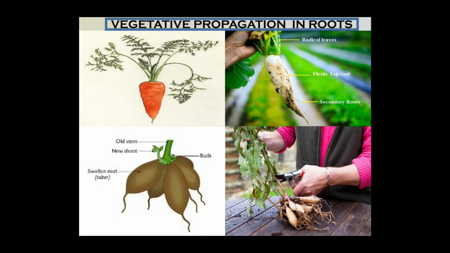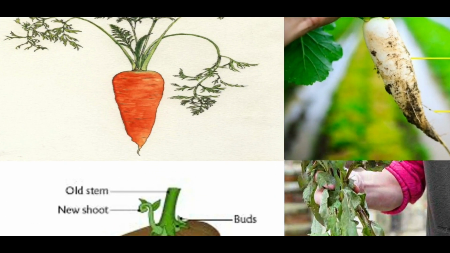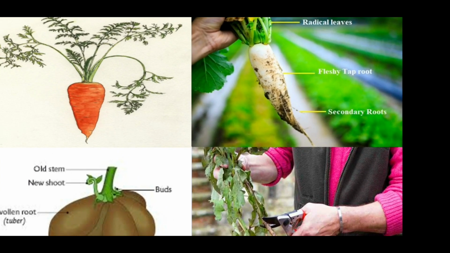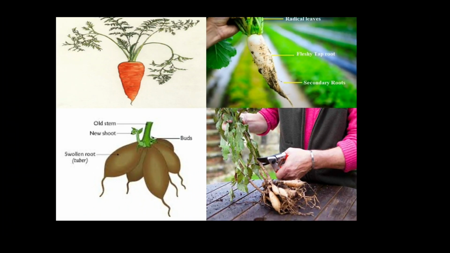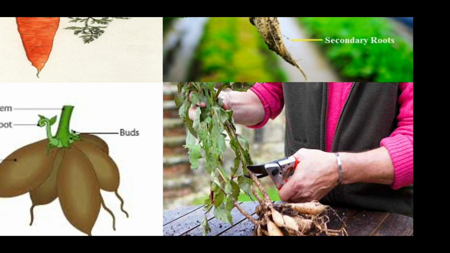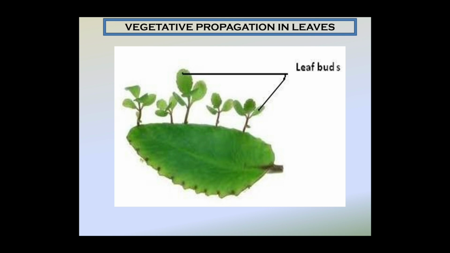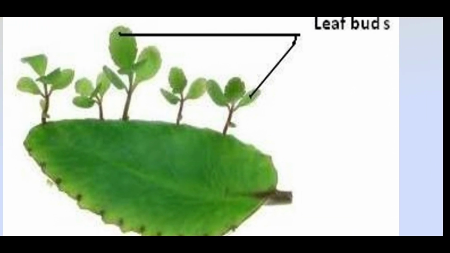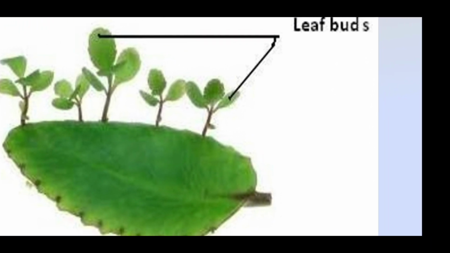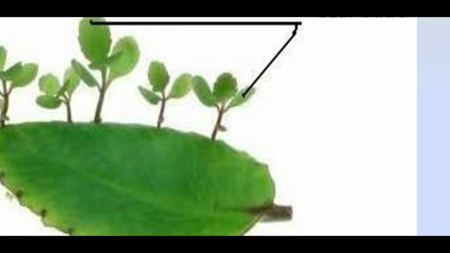So here are a few examples of vegetative propagation in roots. You can see carrot, then you can see radish, you can also see sweet potato here, and dahlia. These are the examples of vegetative propagation which takes place in roots. Now you can see vegetative propagation in leaves. You can see leaf buds on the margin of the leaf. As I told you, once the leaf comes in contact with the soil, then only the leaf buds will grow.